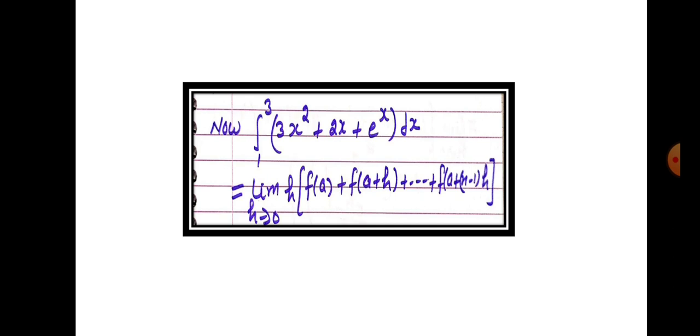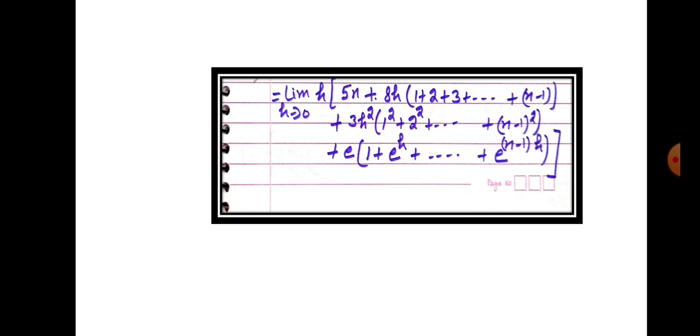So now substituting the values. So limit h approaches 0, h times, so 5n. Whatever constant number we are getting, that will convert into n, so multiply by n. So 5n plus 8h, taking 8h common, 1 plus 2 plus 3 and so on up to n minus 1, plus 3h square. In the first we are having 3h square, so 3h square is common: 1 square plus 2 square and so on up to n minus 1 whole square, plus e common: 1 plus e raised to power h plus so on up to e raised to power n minus 1 into h.